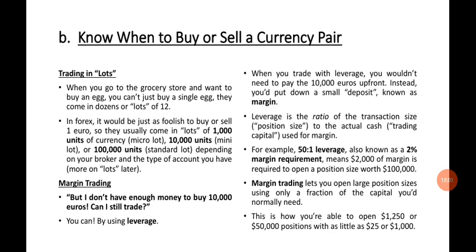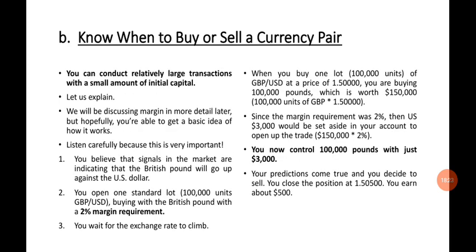Trading margin lets you open large position sizes using only a fraction of the capital you would normally need. This is how you're able to open $50,000 positions with as little as $1,000. You can conduct relatively large transactions with a small amount of initial capital. We'll be discussing margin in more detail later, but hopefully you'll get a basic idea of how it works.